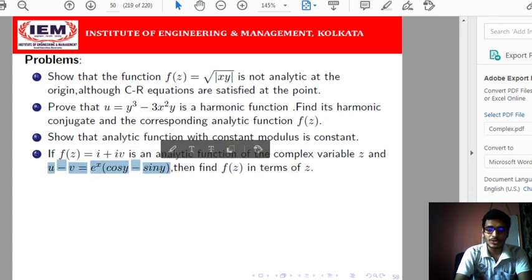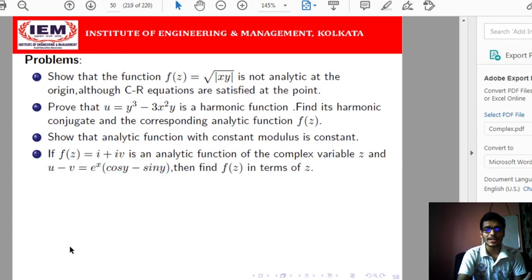And here f(z) equals this, which will be u plus iv, is an analytic function. So u or v are not explicitly given here. So u minus v is given to us. From that you need to find f(z) directly. So what you will do? You will do the partial differentiation of this equation with respect to x first. Then you will do the partial derivative of this equation with respect to y. Then you will use the Cauchy-Riemann equation. You will simplify this.